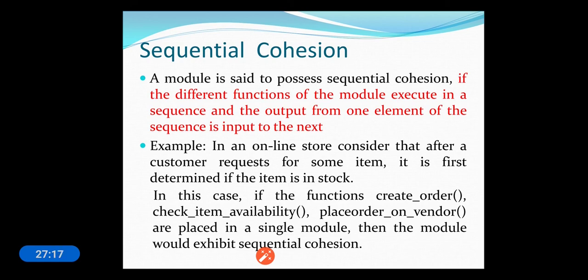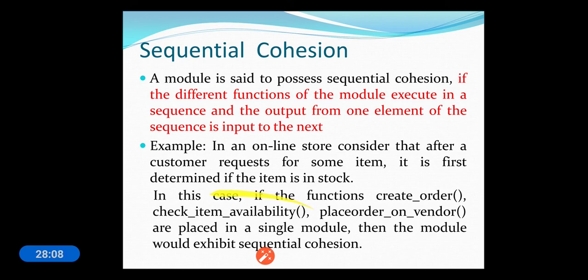Okay. For example, let us consider an online store, where after a customer requests for some item, it is first determined if the item is in stock or not. So in this case, if the functions create order, check item availability, place order on vendor are placed in a single module, then the module would exhibit sequential cohesion. So how? Coming to the first, create order. Create order in the sense you have placed some order. The outcome of this create order is nothing but some product. Let us consider some mobile phone. Once the order is created, first it has to check whether that mobile phone is available or not, that is, whether it is available in the cart or not.